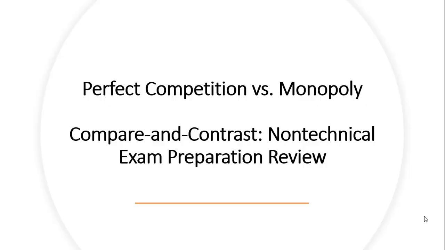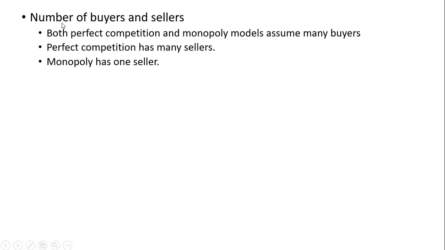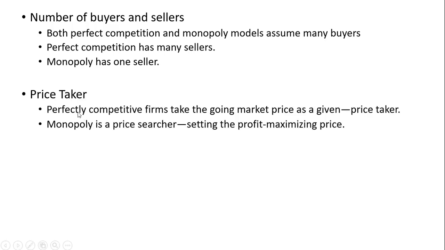Hello, in this video we're going to compare and contrast the model of perfect competition with monopoly. So let's start. The number of buyers and sellers. Both perfect competition and monopoly models assume many buyers. Perfect competition has many sellers. Monopoly has one seller.